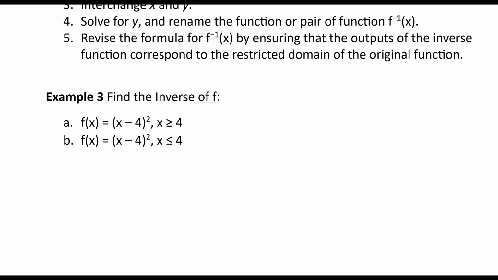Let's see. So we're going to find the inverse of f, where f is x minus 4 quantity squared for x being greater than or equal to 4, and then for x being less than or equal to 4. Because this is a parabola at 4, it's going to be going up like that. So we'll be looking at cutting this, so we'll look at this half versus this half.